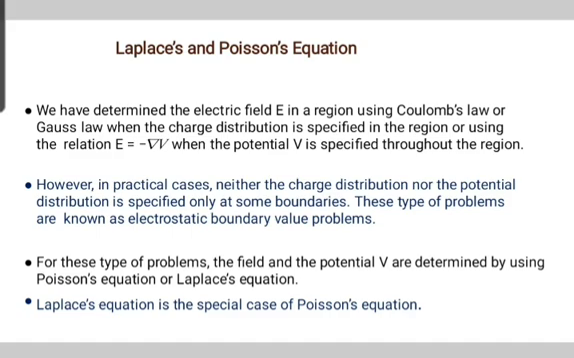So in practical cases, neither the charge distribution nor the potential distribution is specified, only at some boundaries. These types of problems are known as electrostatic boundary value problems. For these types of problems, the field and the potential V are determined by using Poisson's equation or Laplace equation.